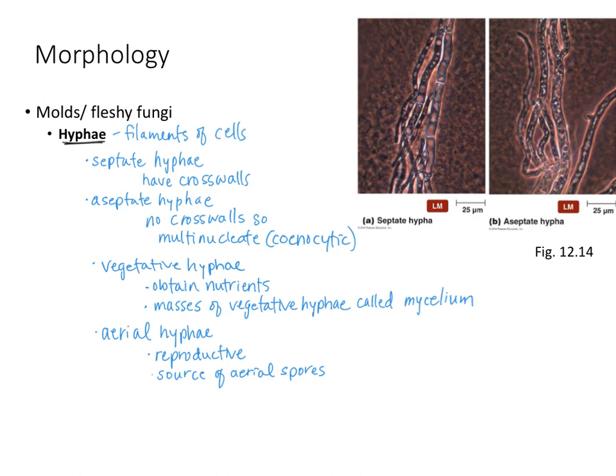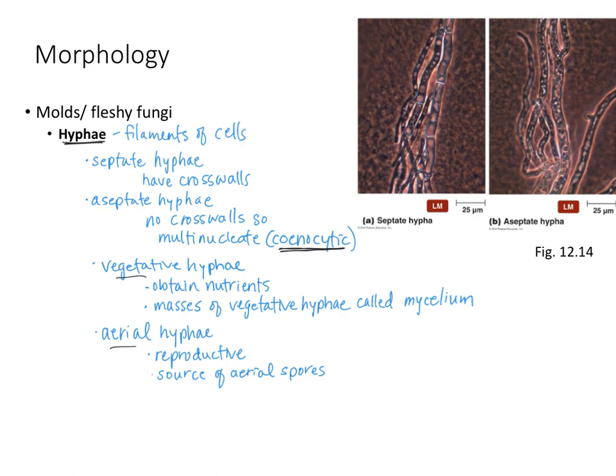The septate, the aseptate hyphae, I think is pretty explanatory. This term coenocytic, that refers to any kind of cell that is multinucleate. So because there's no cross walls, there's lots of nuclei kind of swimming around within the cells there. Hyphae can also be considered vegetative or aerial. Okay, vegetative hyphae are obtaining nutrients.